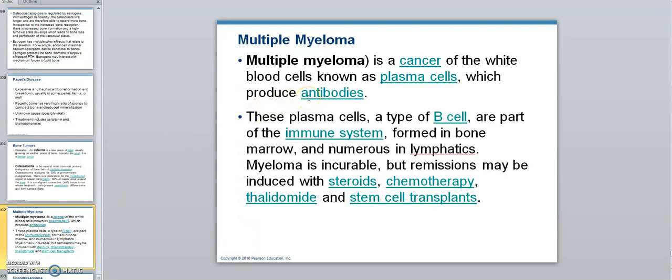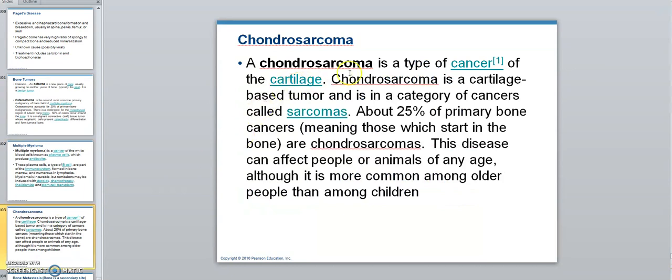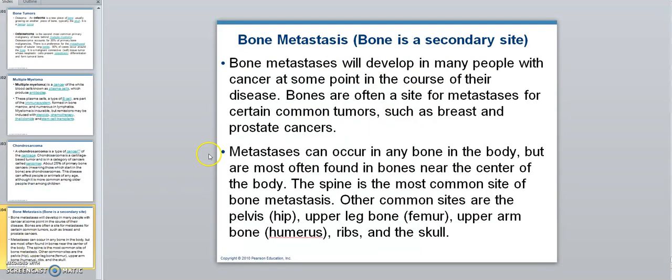We have multiple myeloma, which I'll talk about in ANP2. It has to do with the bone marrow, where you have B lymphocytes. I'll bring that up then. Chondrosarcoma is a cancer. See, a sarcoma is a cancer. That's a cancer of cartilage. Bone metastasis: remember, with a tumor, you had a primary site, and then the cancer could metastasize. So a bone metastasis is when you have a secondary site. It's not a primary bone tumor like an osteosarcoma. It's secondary to some other tumor that has spread there.